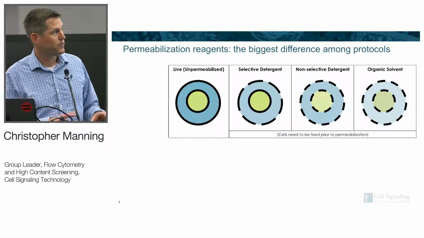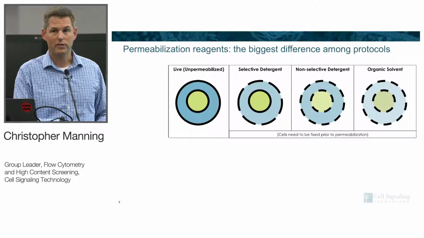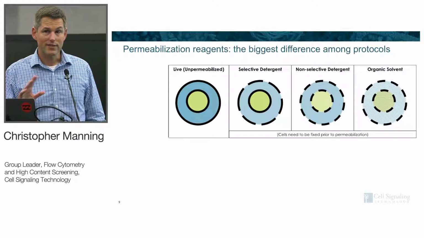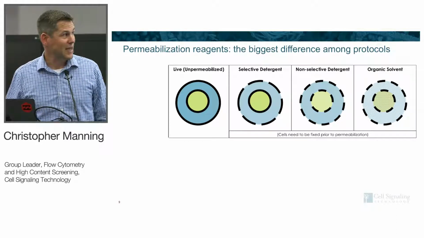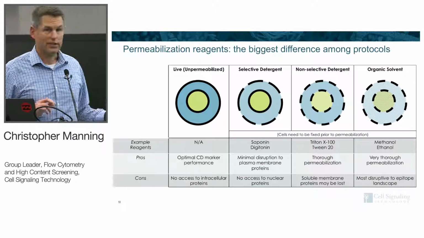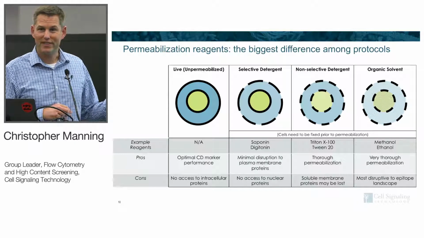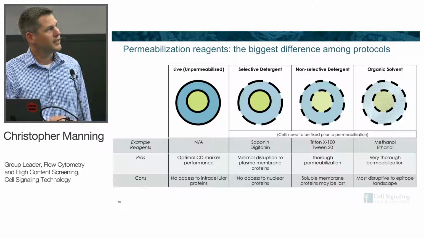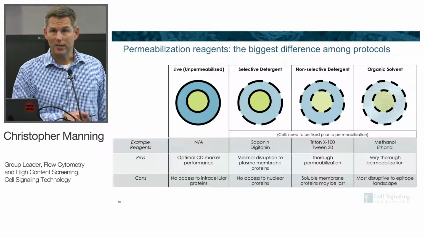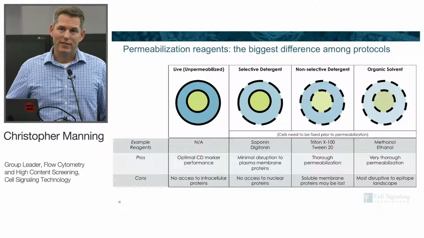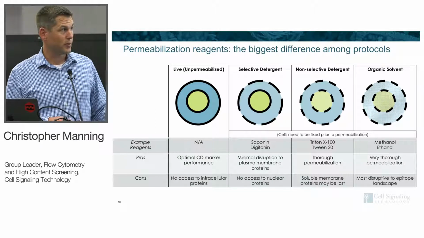To give you a brief overview of broadly what these do, we can divide them up into selective detergents, which selectively permeabilize parts of the cell, non-selective detergents, which permeabilize membranes throughout the cell, and organic solvents. To show you some examples of these and their pros and cons, we've got a live cell here to orient you. I forgot to explain what this is: our little green nucleus here, blue cytoplasm, that's our cell. Selective detergents like saponin interact with cholesterol on the plasma membrane of the cell. So you're enabling antibodies to now get into the cytoplasm, but it doesn't permeabilize the nucleus, so you don't have access to any nuclear targets with saponin.